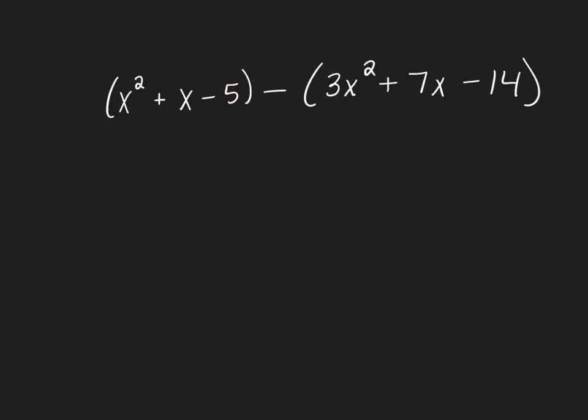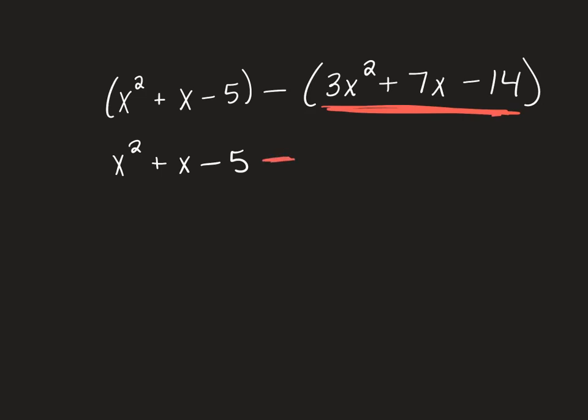Okay, so subtracting is pretty similar, but it also does have some differences. When you are subtracting polynomials, you're going to change all of the signs inside your second polynomial. The first one is going to stay the same. You can drop the parentheses of your first polynomial just like we did with addition. So you have x squared plus x minus 5, but we're going to change all of our signs here.